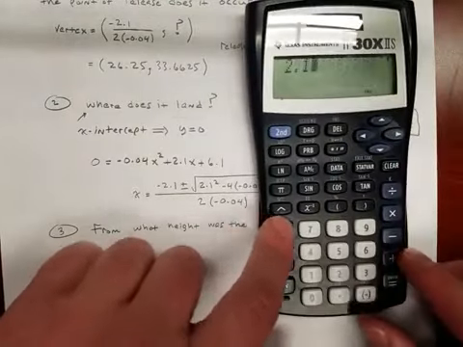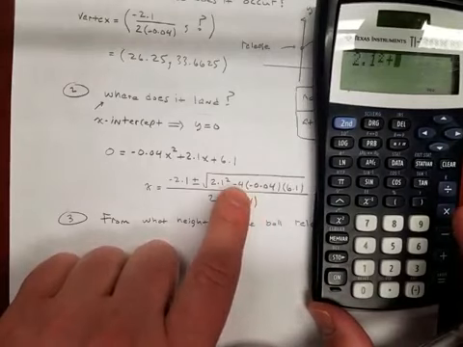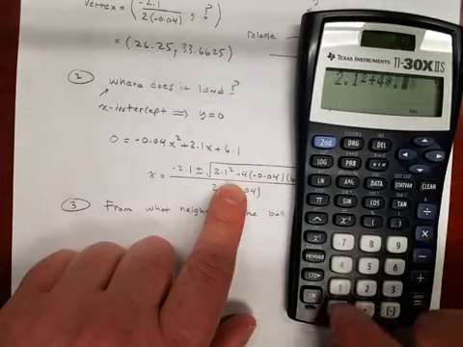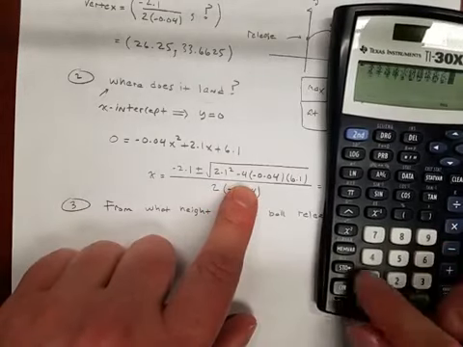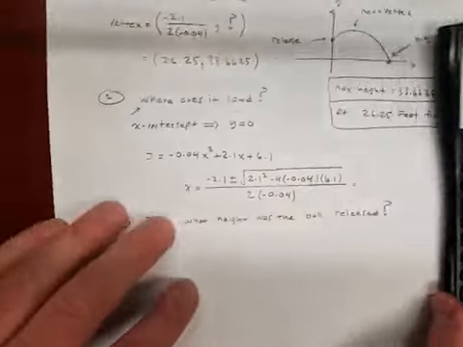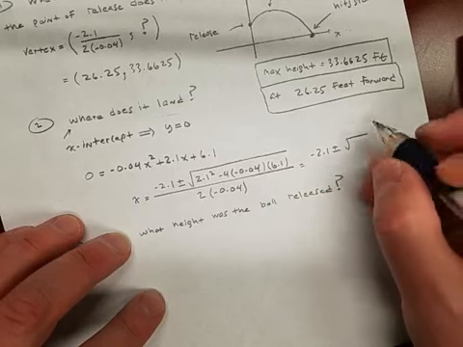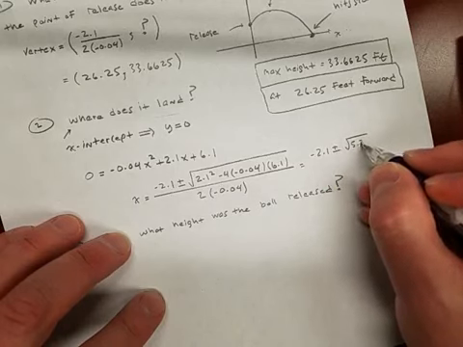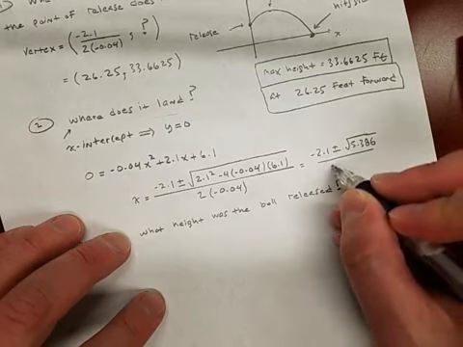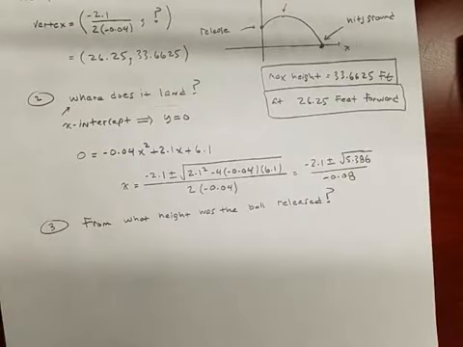What's 2.1 squared, minus, so two negatives, that actually makes a plus. I'll put plus 4 times 0.04 times 6.1. Okay? That's 5.386. So let's do this. We'll say x = (-2.1 ± √5.386) / (-0.08). That's how it works out.